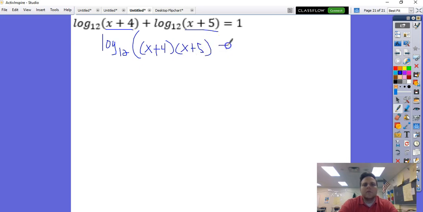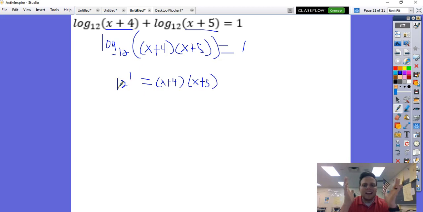Okay, equals 1. Now what I'm going to do is get myself out of log form, because I can't solve for x in log form. So I'm going to change to exponential form. I'm going to say base raised to the exponent is equal to x plus 4 times x plus 5. Now, if this had equaled 0, we would have a really easy problem on our hands. It does not equal 0.